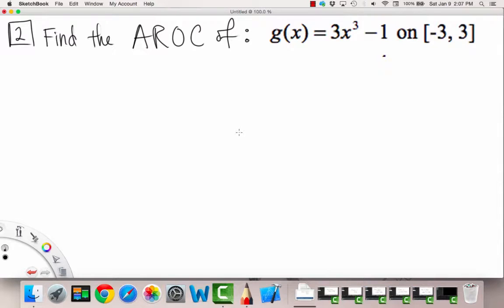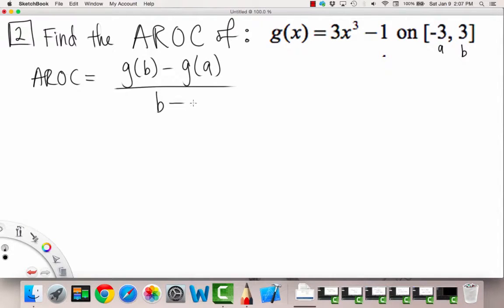Problem 2 tells us to find the average rate of change of g(x) = 3x³ − 1 on the interval −3 to 3. So −3 is our a and 3 is our b. To find the average rate of change, we set it equal to g(b) minus g(a) over b minus a.